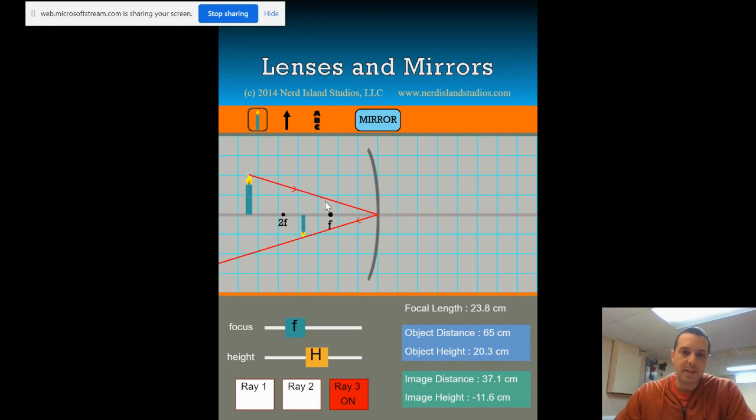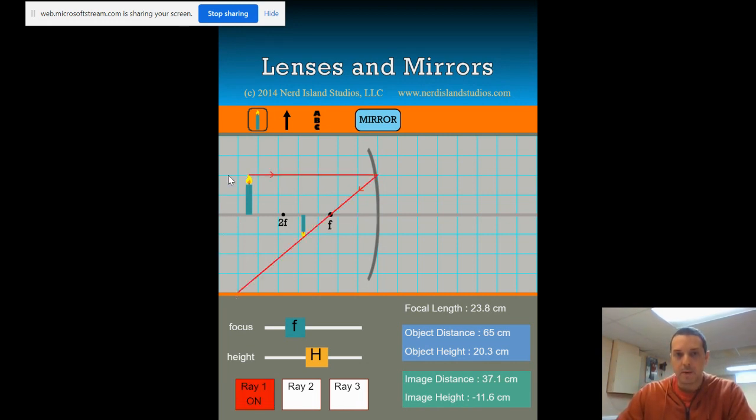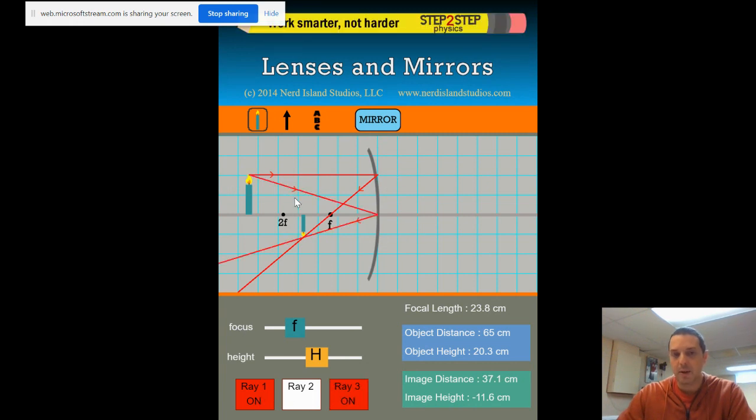So here we can see we have a ray, and if we turn our ray 1 back on, where it reflected off in this line, and we combine it with our second ray, we're seeing that the rays are converging at some point that is representative of where the candle top is. So we started at the candle top of our object, and now they're converging where the candle top is for the image.